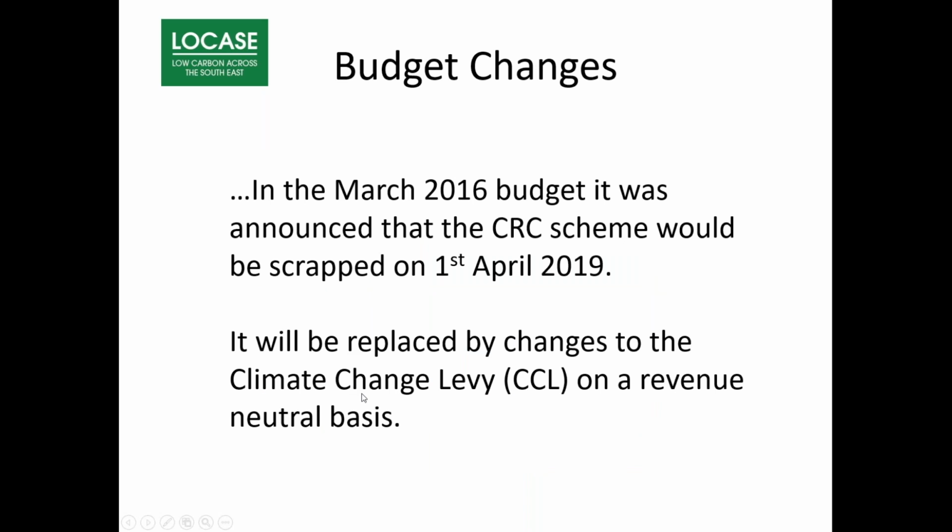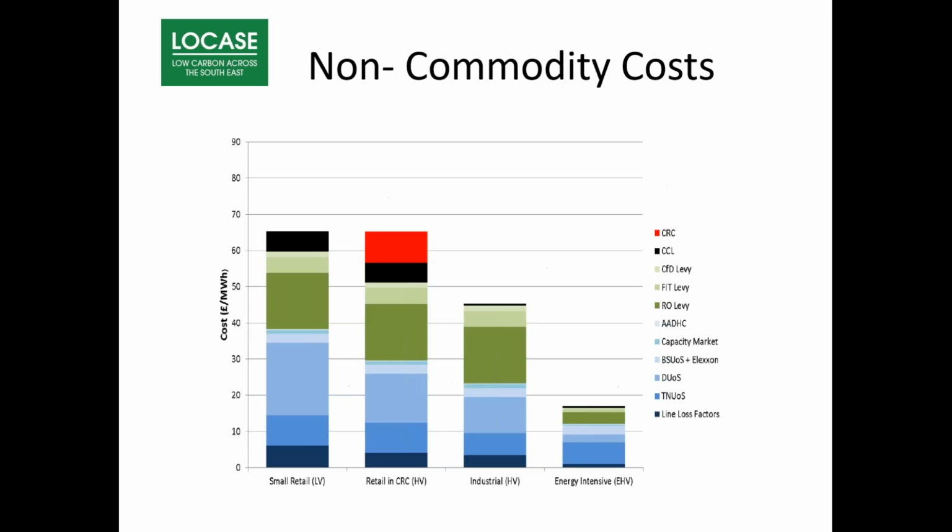So here's the change. The budget changes that were announced in the March 2016 budget announced that the CRC, the carbon reduction commitment scheme, would be scrapped in its entirety on the 1st of April 2019, and it will be replaced by the climate change levy on a revenue neutral basis.